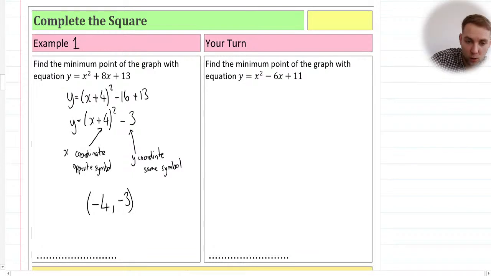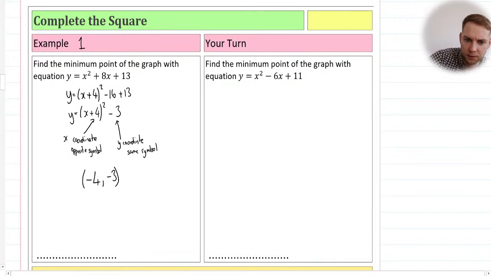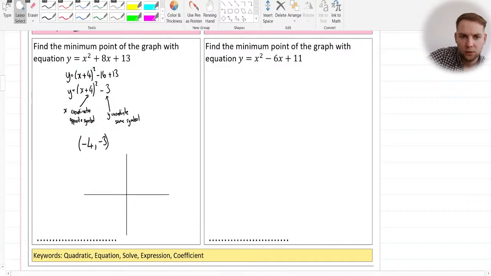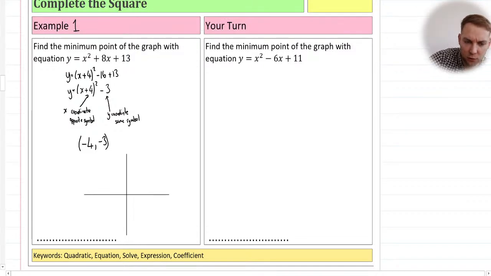Now we can, if we want to, do a sketch of this. It's probably worth just having a little look at a little sketch. So if I was to draw a sketch of this, we know that it's -4, -3, so 4 left and 3 down. So it's going to be here, -4, comma, -3, which is there.